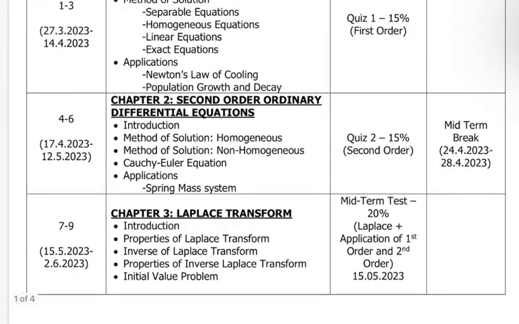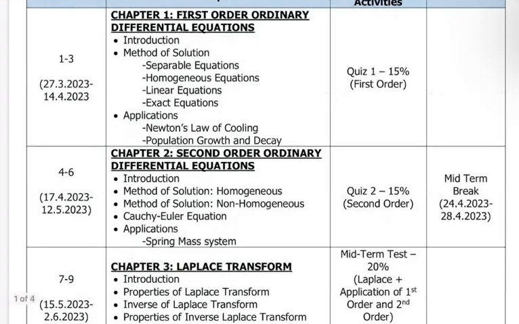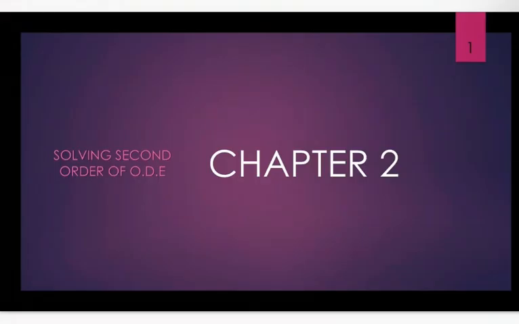So we have homogeneous equation, which is second order differential equation. Homogeneous equation is quite different from the first order differential equation. Then we have non-homogeneous. We cover two parts: method of undetermined coefficient and variation of parameter. And then we have Cauchy-Euler equation, and lastly application. Let's see chapter number 2.